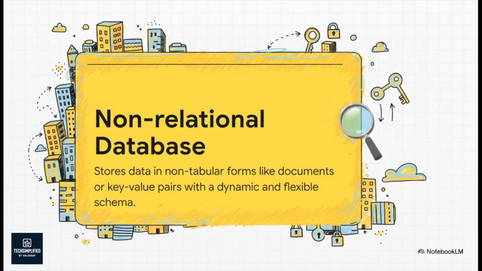Now on the flip side, a non-relational database, or NoSQL, basically takes that rulebook and throws it out the window. It's built on a dynamic, flexible schema. You don't have to define everything up front. You can just start throwing in your data as documents or key value pairs or whatever makes sense.